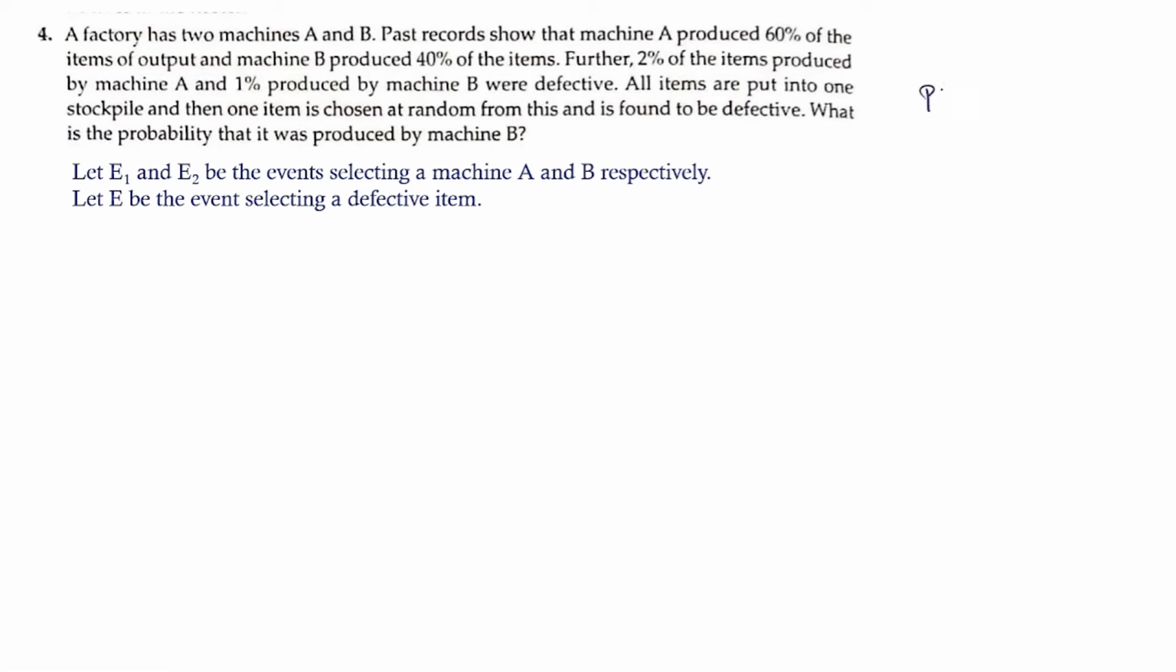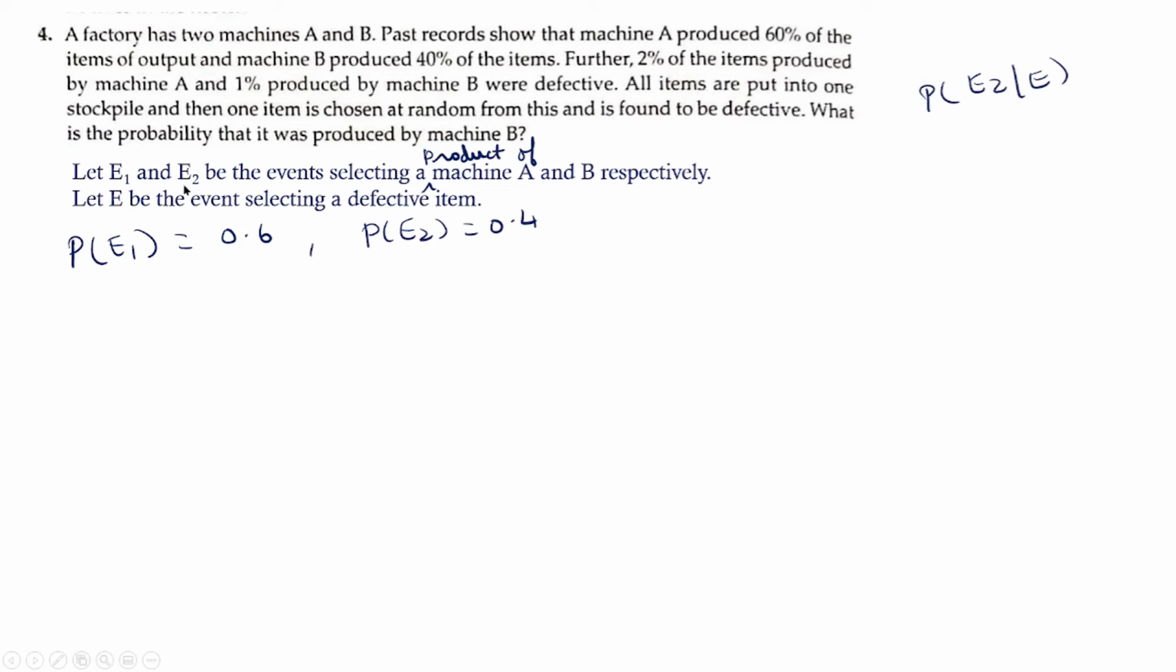So we need to find probability of E2 given E. The item which is chosen was found to be defective, and we need to find the probability that it was produced by machine B. We have taken E2 as selecting machine B. So probability of E1 is 0.6, and probability of E2 is 0.4.